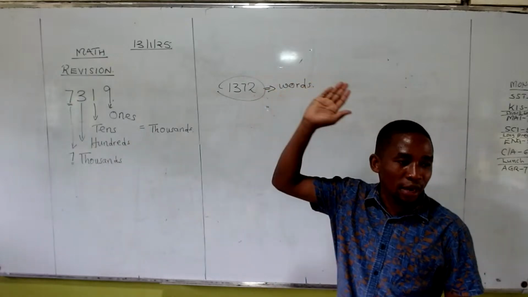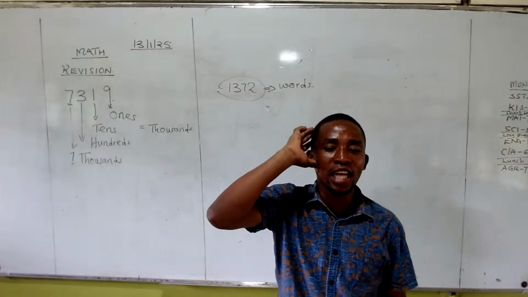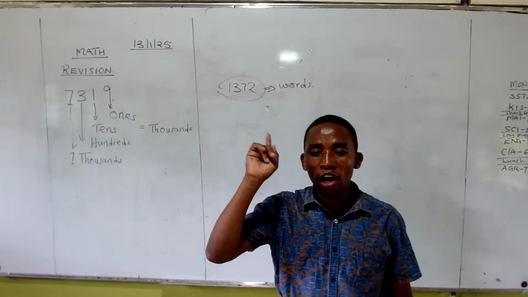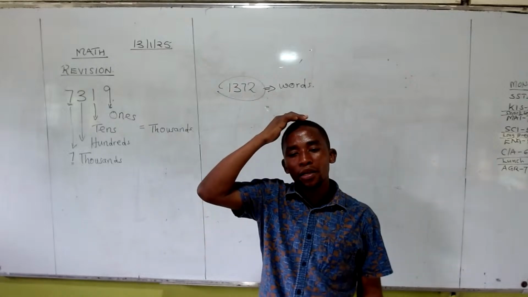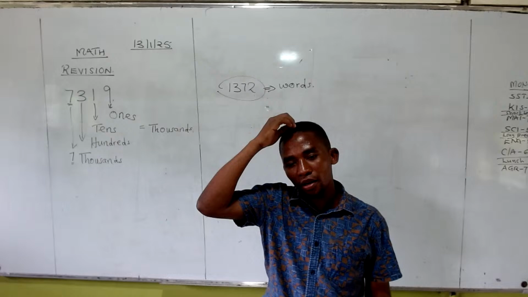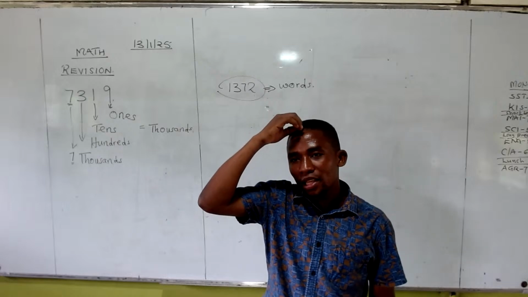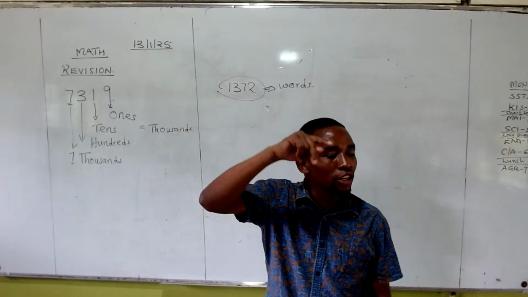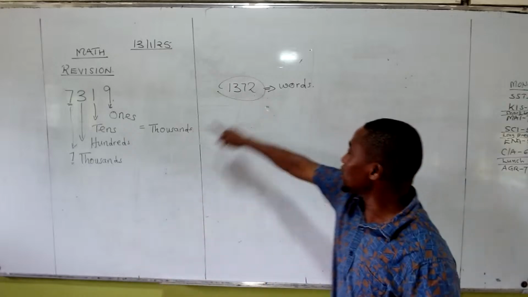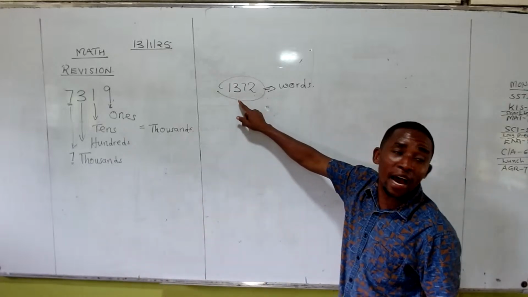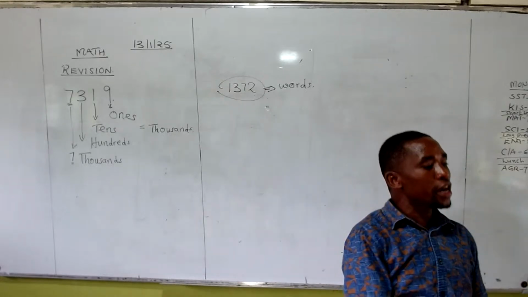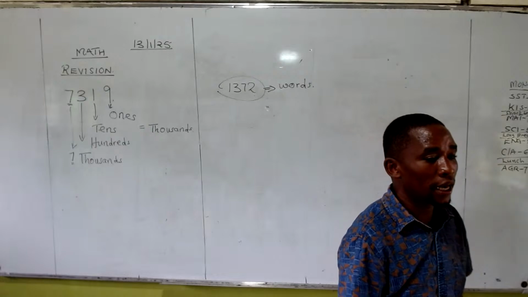Who will read for us this number? We don't shout here. Yes, Ahmed. 1,372. Give him a clap. So this number is 1,372. Once you are able to read like that, you put it in writing.